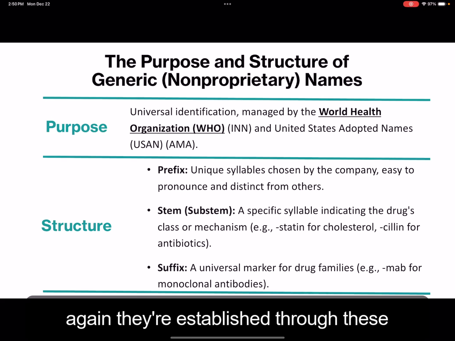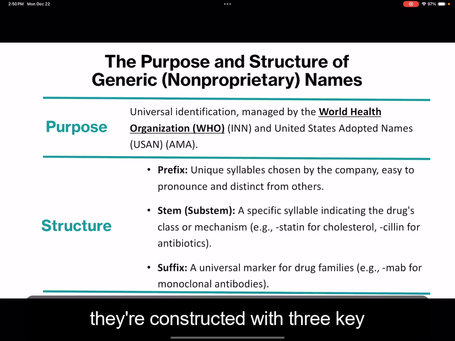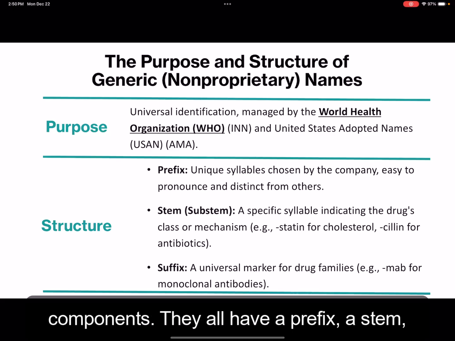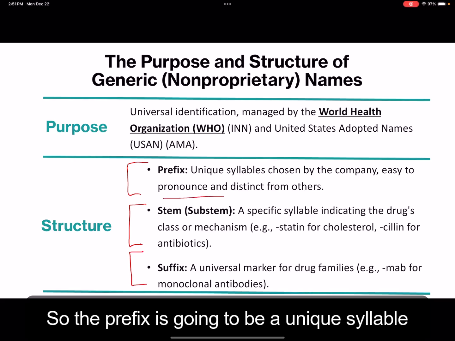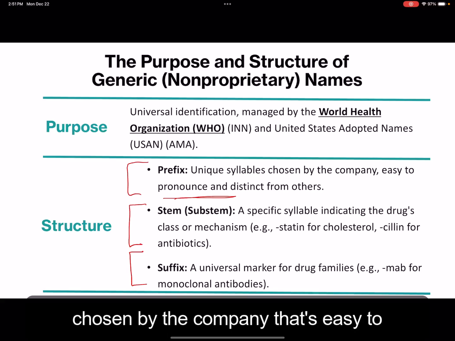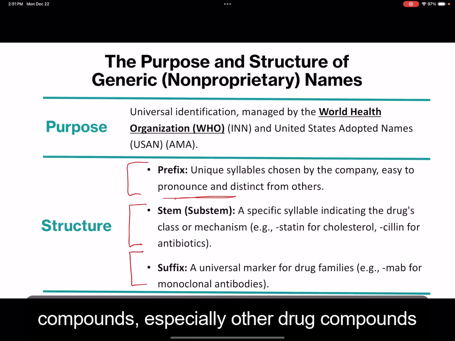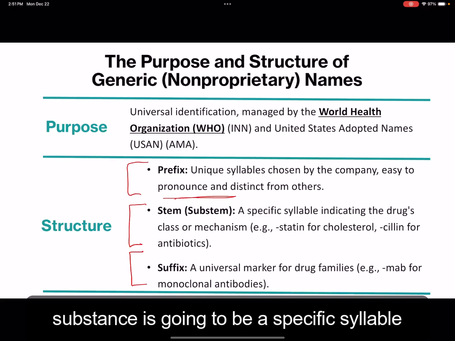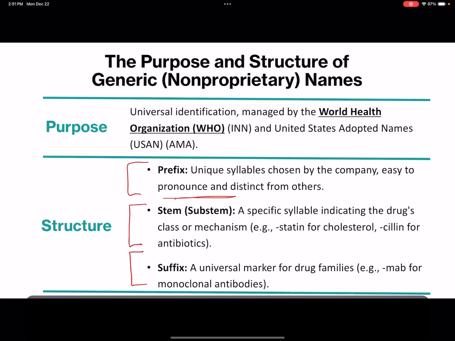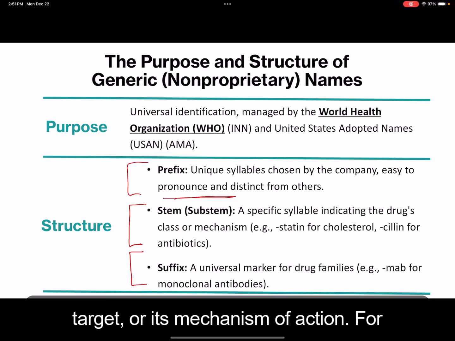So the generic names, again, are established through organizations like the World Health Organization, and they're constructed with 3 key components. They all have a prefix, a stem, and a suffix. So the prefix is going to be a unique syllable chosen by the company that's easy to pronounce and distinct from other drug compounds, especially other drug compounds in the same class. And then the stem or a substem is going to be a specific syllable which conveys information about the drug's class, its target or its mechanism of action.